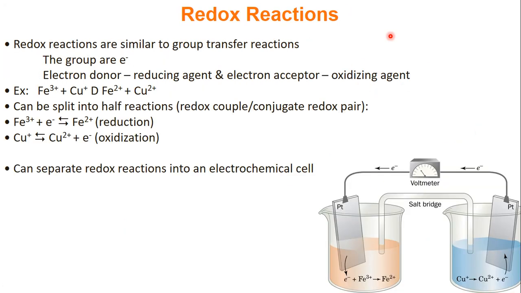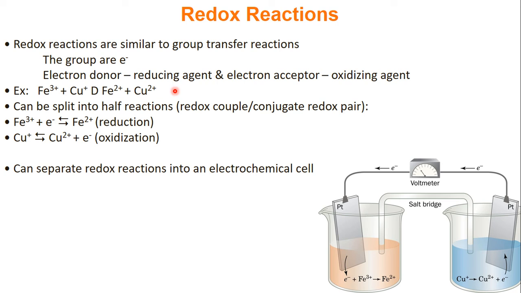Now let's talk about redox reactions in general. You can think of them as group transfer reactions. That is, you're just transferring electrons from one group to another. So we have an electron donor and an electron acceptor. The donor is the reducing agent, and the acceptor is the oxidizing agent. So remember the acronym OIL RIG: oxidation is loss of electrons, reduction is gain of electrons. If you're a donor, you have been oxidized and you cause something else to be reduced. That's why it's the reducing agent.